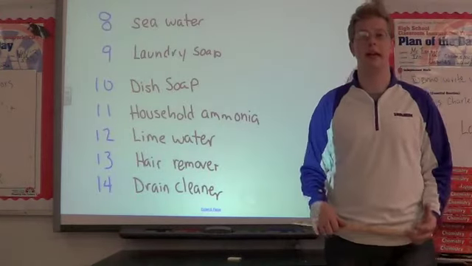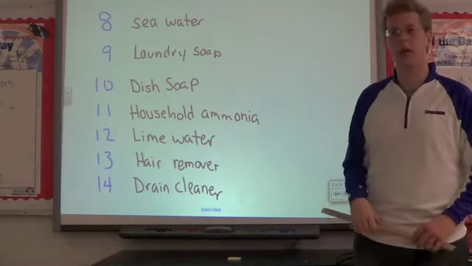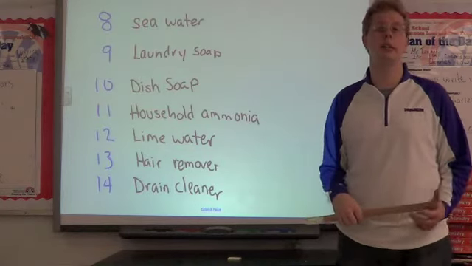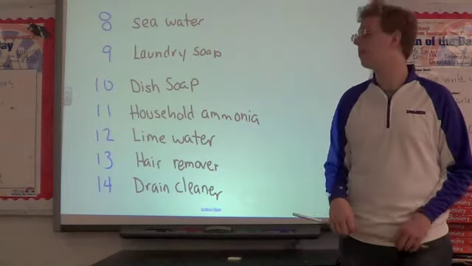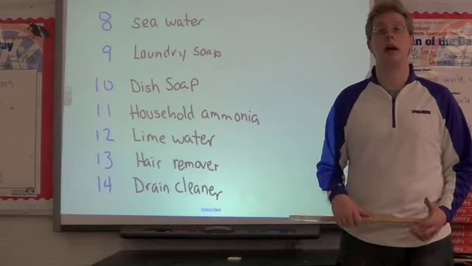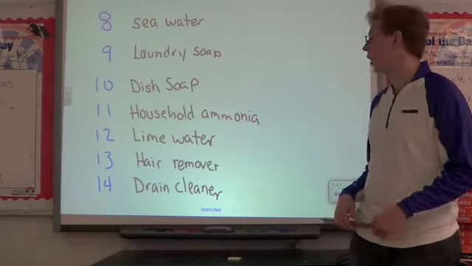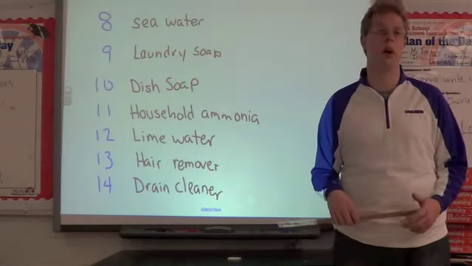On the basic side of things, starting with a pH of 8, we have seawater. And then at pH of 9 and pH of 10, we have laundry detergent and dish soap. pH of 11 is household ammonia, which is found in a lot of cleaning products. And then pH of 12 is what's called lime water, which is calcium hydroxide that's been dissolved in water.